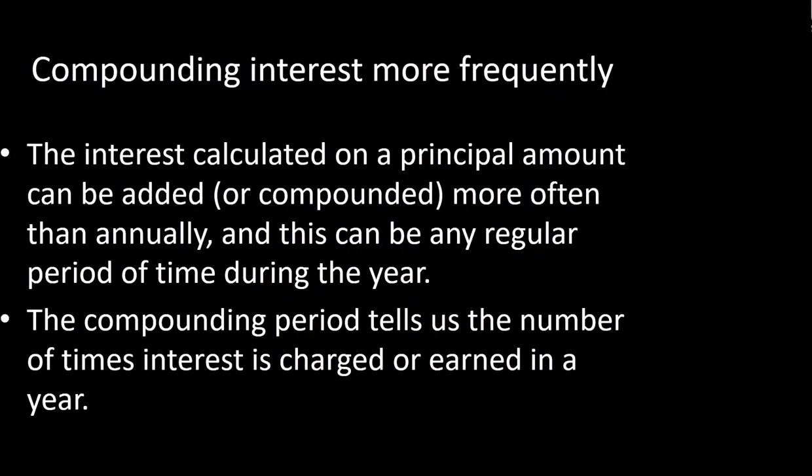All right, now as you've seen in compound interest calculations so far, the interest can be added more frequently. The interest calculated on a principal amount can be added more often, so it can be added semi-annually, quarterly, monthly, and so on. It can be really any regular period of time during the year. The compounding period tells us the number of times that interest is charged or earned in a year. So for example, if the period was monthly, that means that your interest will be added every month in a year.